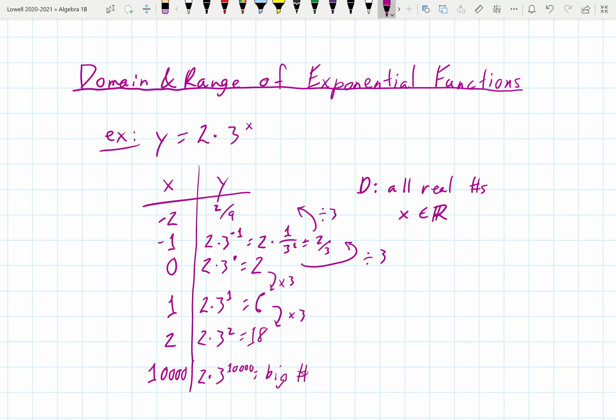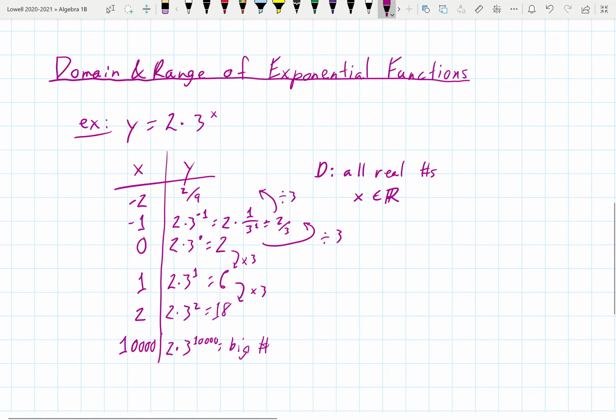Okay, so let's talk about our range now. Again, the range is all the y values, all the outputs that could come out of our function. So I think we can see going forward, this thing is going to get bigger and bigger and bigger, as we can see here. So there is no cap on the y values. So I'll say here, there's no maximum y value. I think that's pretty clear.